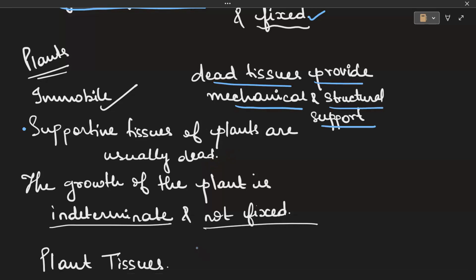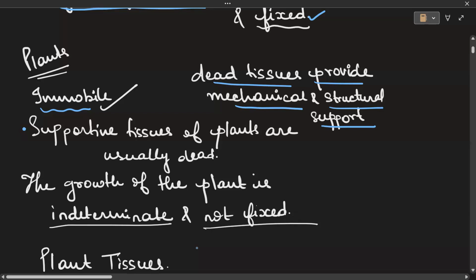Okay, this is the reason why in the case of plants, the supportive tissues are dead, since they have to provide the support to the plant. Is it clear to everyone? Yes, ma'am.